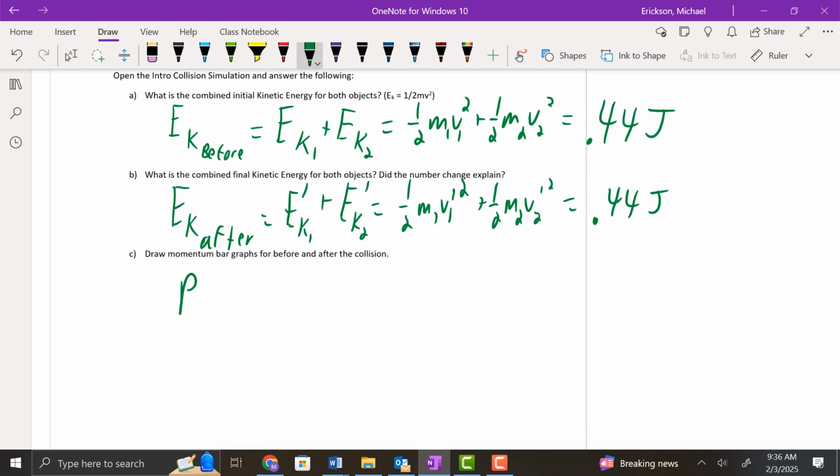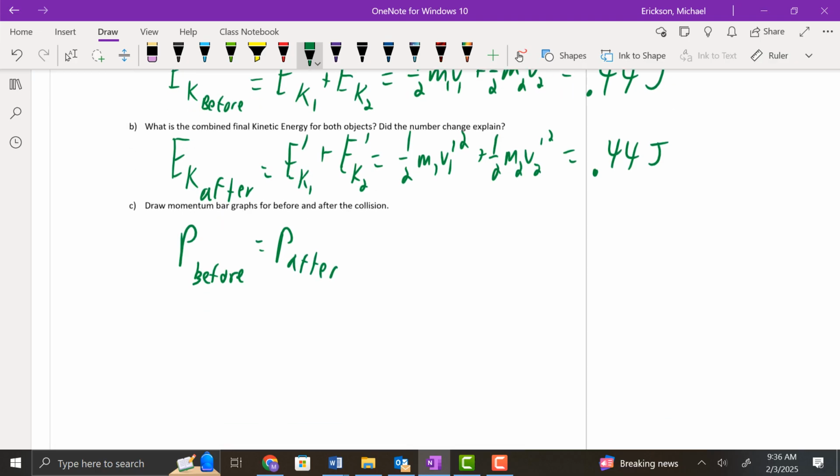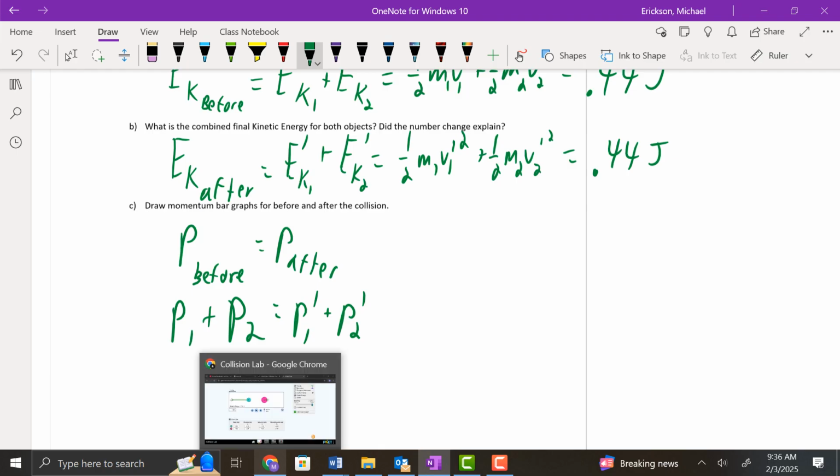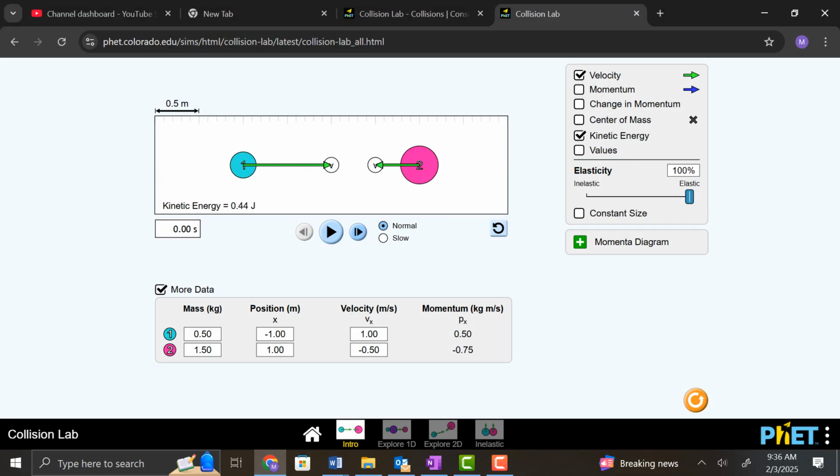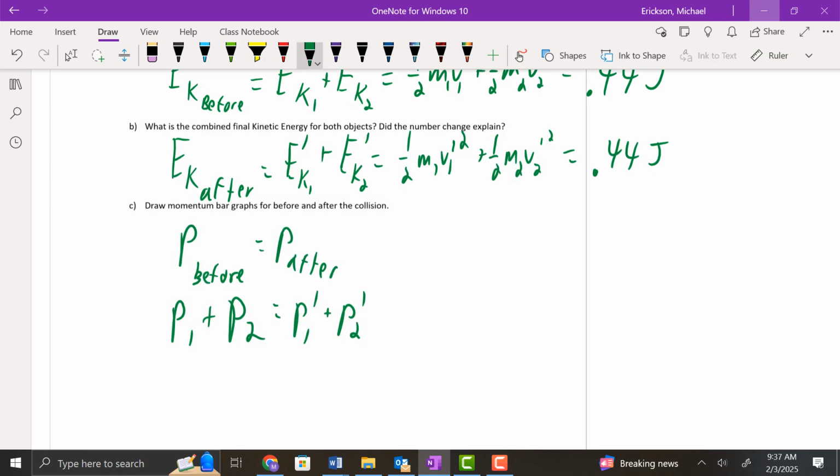P before is equal to P after. Remember, P represents momentum. I'm going to do momentum 1, so P1 plus P2. And how does that relate to P1 prime plus P2 prime? I'm just going to use the numbers they give me here, and go real easy. The way you would get these numbers is m1v1 for every scenario, so mass 1 times velocity 1 before. Primes always mean after.